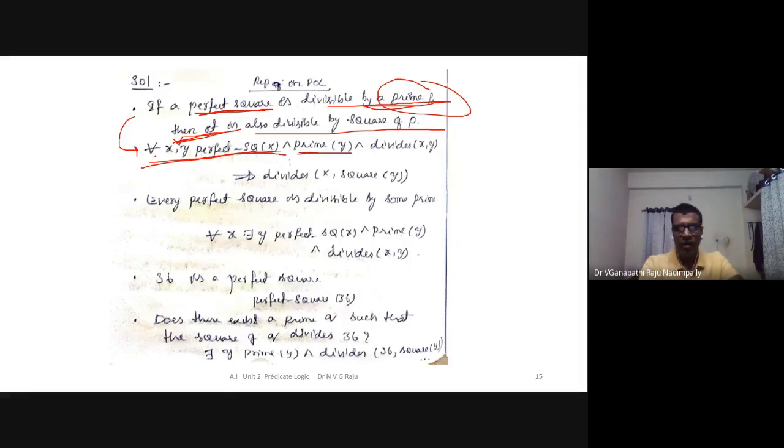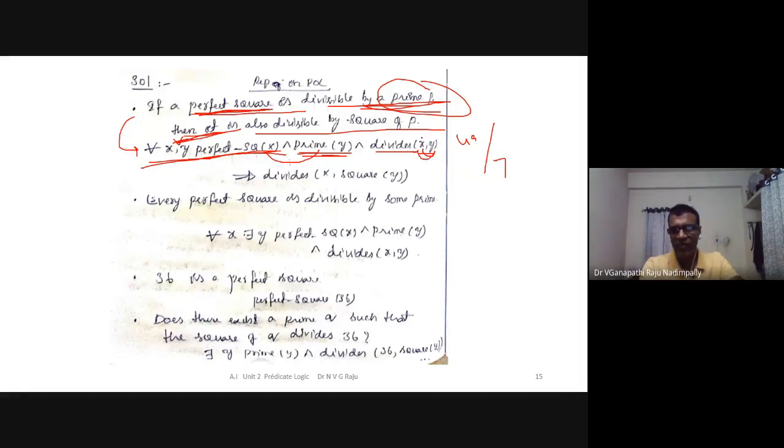For all X, comma, for all Y, perfect square of X. My sentence is perfect square of X divisible by prime, and I am concatenating these two. I am getting divides X by Y. For example, if I take 49, if you take it as perfect square, it is divisible by 7. Are you getting me? Divides X by Y. Now what is X?